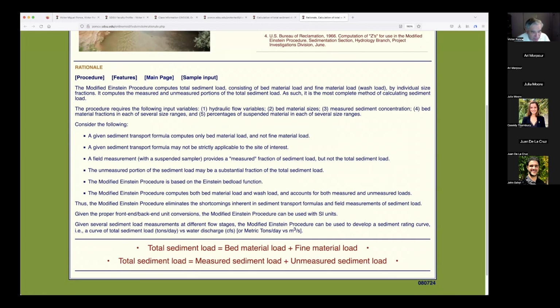Given several sediment load measurements at different flow stages, the modified Einstein procedure can be used to develop a sediment rating curve, a curve of total sediment load versus water discharge. And I did show you as an example the sediment rating curve that was presented by Colby and Hembree in their 1955 report, which is a very good, solid, veritable set of data, because it was done by the best. They were the best at the time anyway, Colby and Hembree.